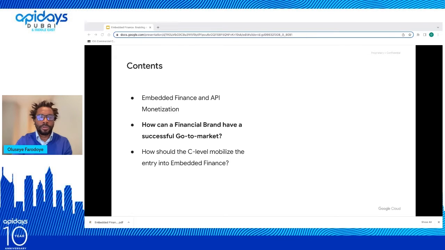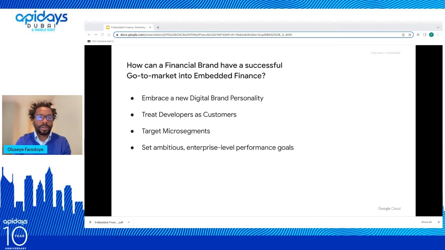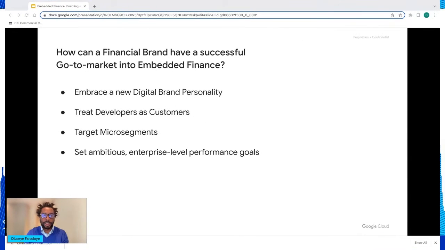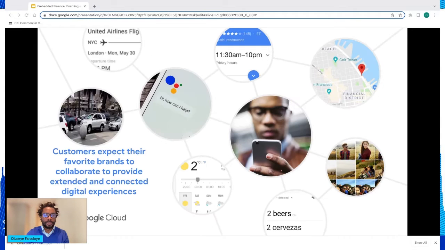So how can you have a successful go-to-market strategy for entering into the world of embedded finance? First, you need to embrace a new digital brand and personality. We'll take you through this shortly. You have a new era of customers now, which are the developers. Treating developers as customers is key to being successful in the API economy. And then looking at targeting micro segments. Rather than having large macro segments within your business development objectives, you're starting to see micro segments emerge in the world of APIs. And then you need to set enterprise level goals to track and measure your progress and your performance as a whole.